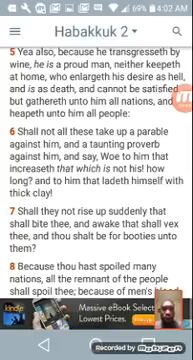But gathereth unto him all nations and heapeth unto him all people. So he got to have everyone under his wing. He got to have everybody in subjection. Hey, so that's the point that I wanted to get into about Esau, man.